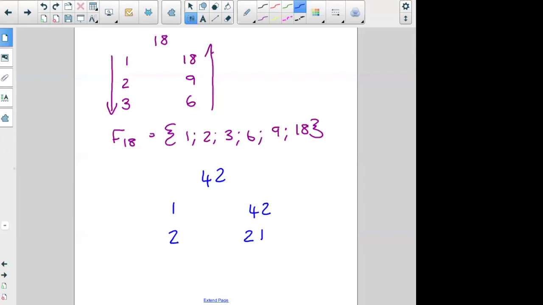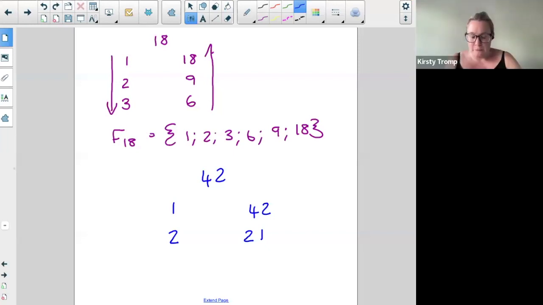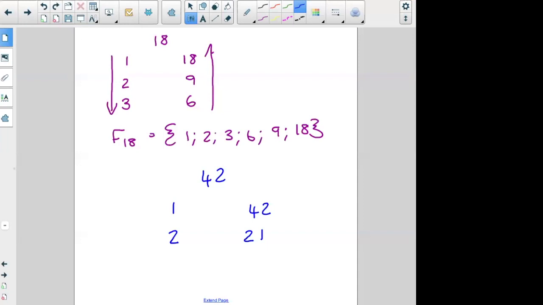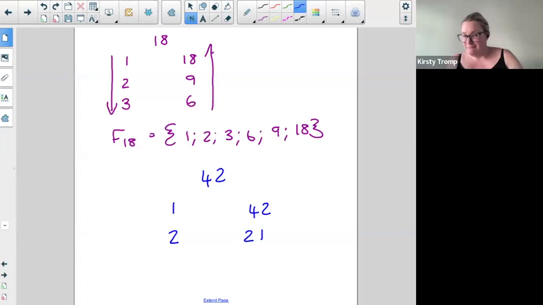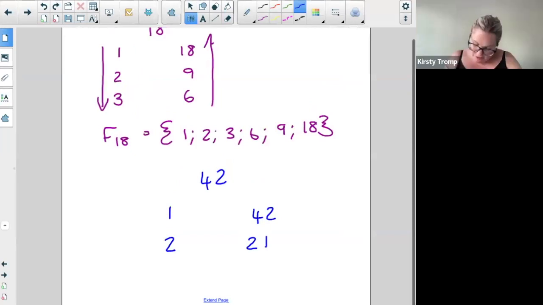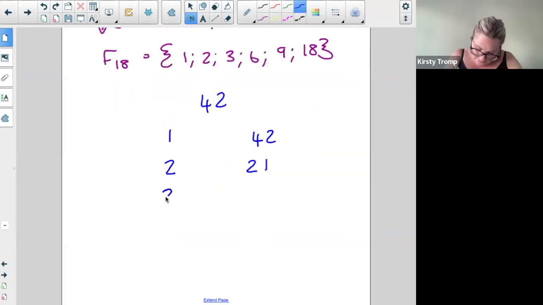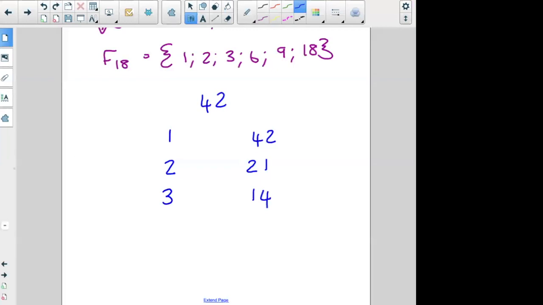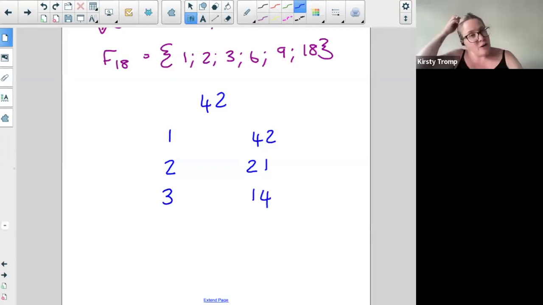Okay, what about 3? Can 3 go into 42? No, ma'am. Are you sure? Think about it. Yes, ma'am, it can. So 3. And how many times does 3 go into 42? 14 times. 14, am I right? Yes, ma'am. Okay, what about 4?